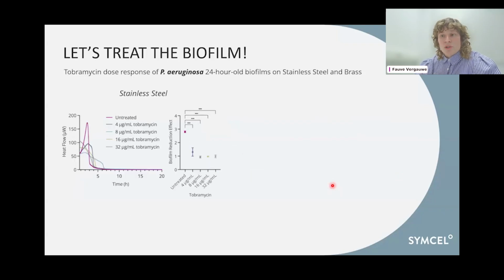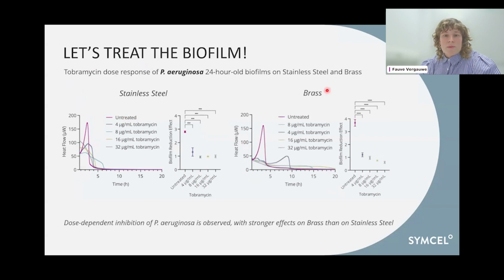If we look at Pseudomonas aeruginosa biofilms that were treated with tobramycin, then we also see that the tobramycin treatment really had an impact compared to the untreated biofilm on stainless steel. And if we look on brass, we see that there's even a clearer effect here that's more dose dependent. So you can really see that there's a significant biofilm reduction compared to the untreated biofilm. So yeah, it also seems to have a bit of stronger effects on brass than on stainless steel.